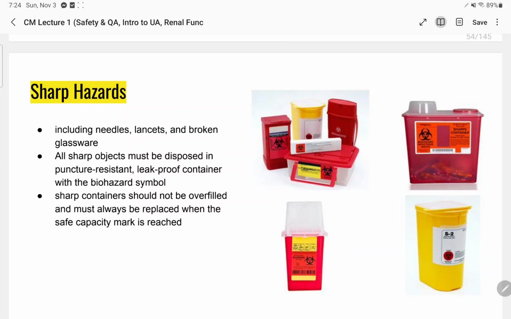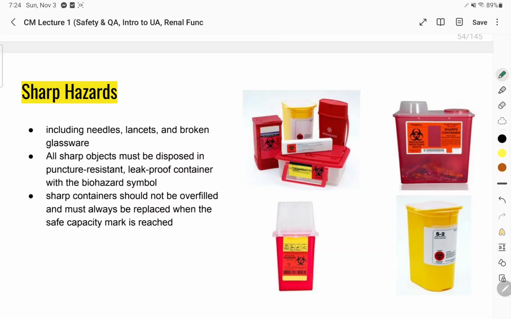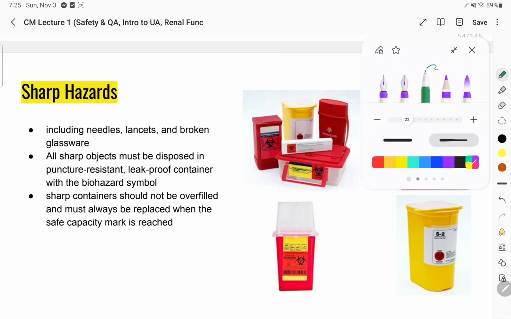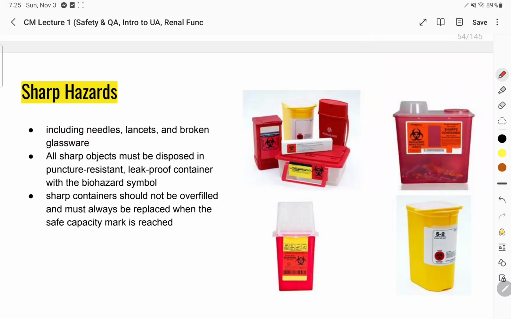These must be disposed of in a puncture-resistant, leak-proof container with a biohazard symbol. All sharp objects must be disposed of this way. The container must be puncture-resistant so the needle cannot pierce through it, and leak-proof so that blood does not leak out. It should have the biohazard symbol. In this picture, these are some examples of sharps containers.